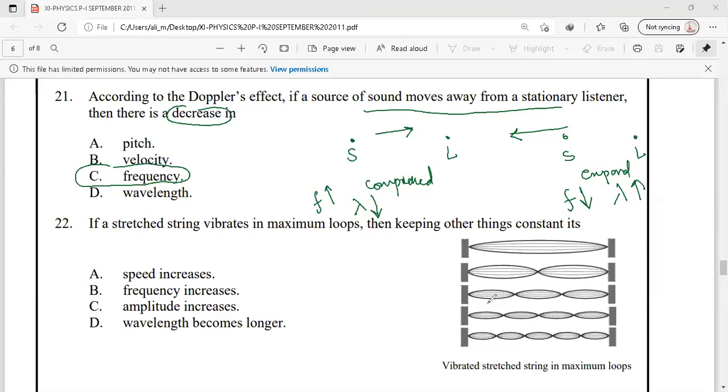So as we can see in this diagram, we have one loop here, we have two loops, three loops, four loops, and five loops. So as the number of loops increases, the frequency of the waves increases. So the correct option is option B, that for a standing wave, if we vibrate that string into the maximum number of loops, or as the number of loops increases, its frequency also increases.